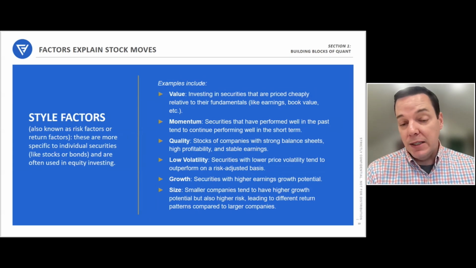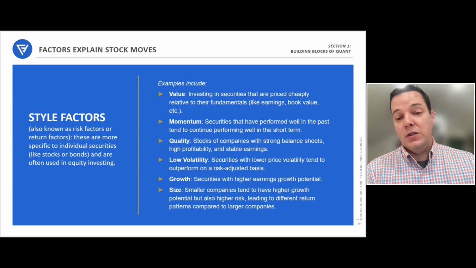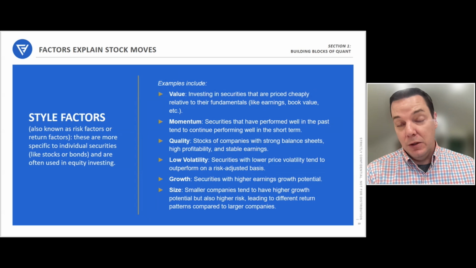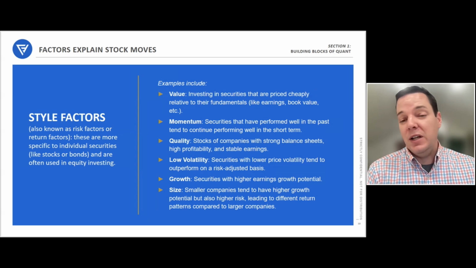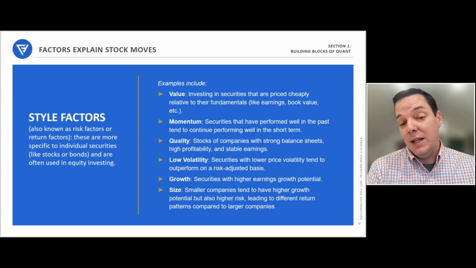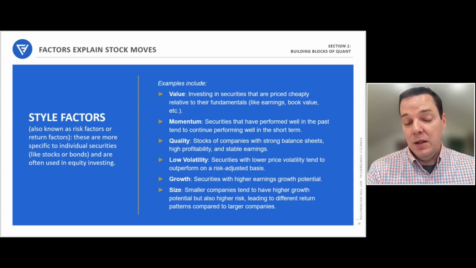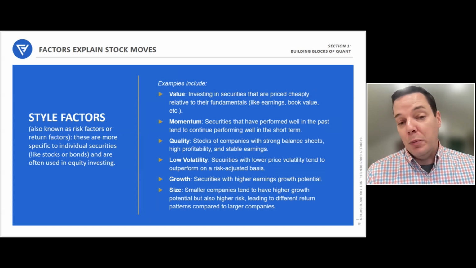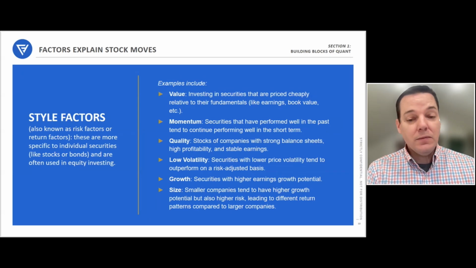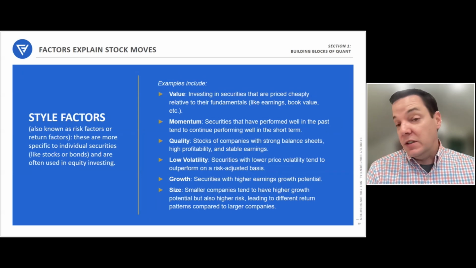We also look at low volatility, so it's looking for securities that ultimately have lower price volatility compared to the market. This might tie in a little bit with stable earnings growth, but you're looking for less risky stocks at the end of the day. So maybe they have lower peaks, but they also ultimately have higher valleys, so that risk-adjusted performance can be better for low volatility stocks.